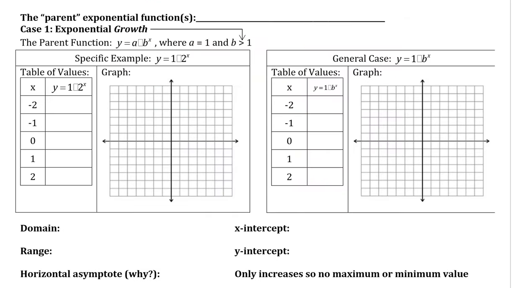So let's get right into it. Let's talk about the parent exponential function. So by the way, when b changes, the parent function changes. So this function is going to be unique because there's a different parent function for every different b value. So I wanted to take a whole video just to go through the parent functions since they change depending on b. So I'm doing one here that would represent exponential growth where b is greater than 1.